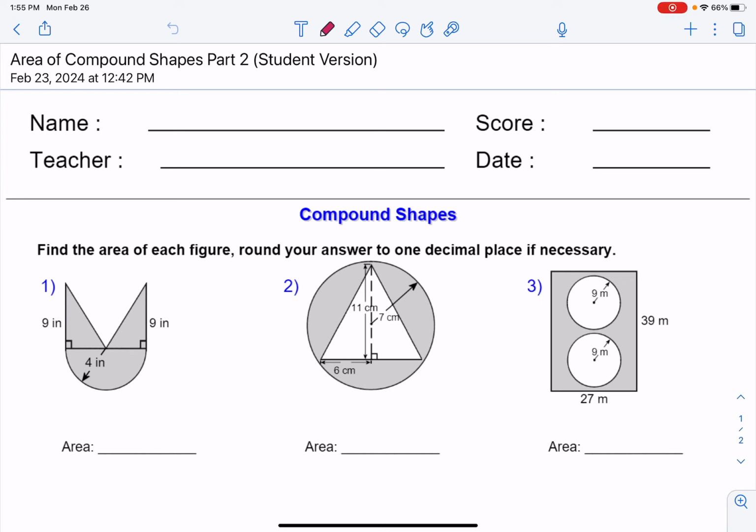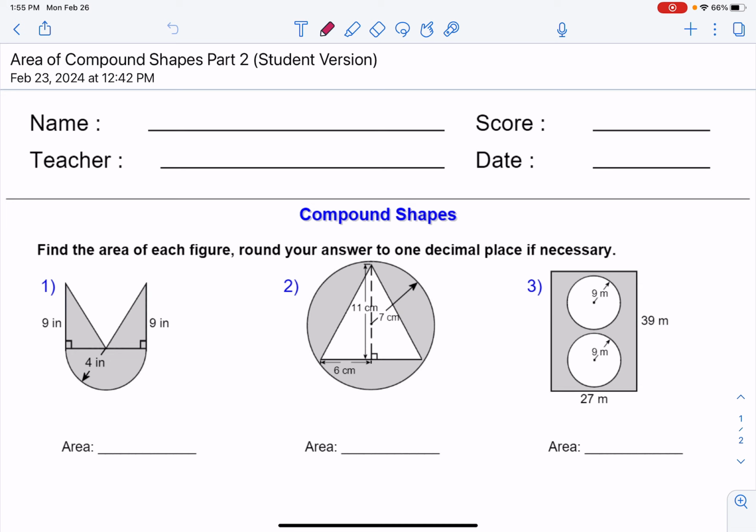Hello, this is Mrs. Correa, and we are continuing our discussion on composite figures, also known as compound shapes. This is part 2, our second worksheet. We're going to talk about a couple of these, and then I'm going to let you finish it on your own. So let's talk about number 1.